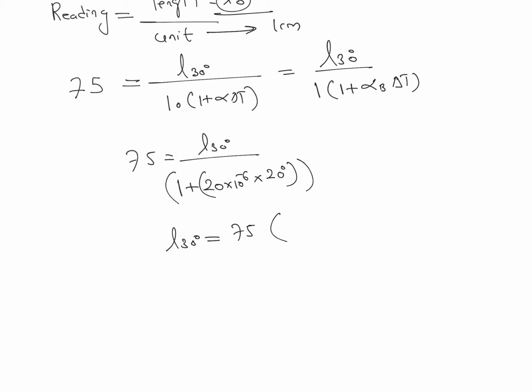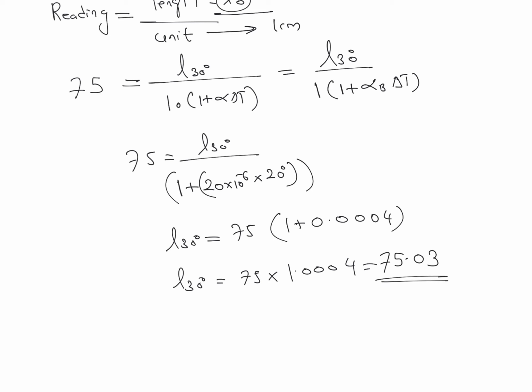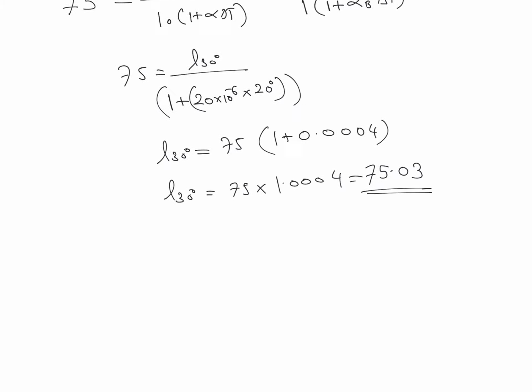That is 75 into (1 + 0.0004). So the length at 30 degrees Celsius will be equal to 75 into 1.0004, which is equal to 75.03. So this is the actual length of the mercury column at 30 degrees Celsius. Now, at 30 degrees Celsius it is showing 75.03. What about the reading at 0 degrees Celsius?